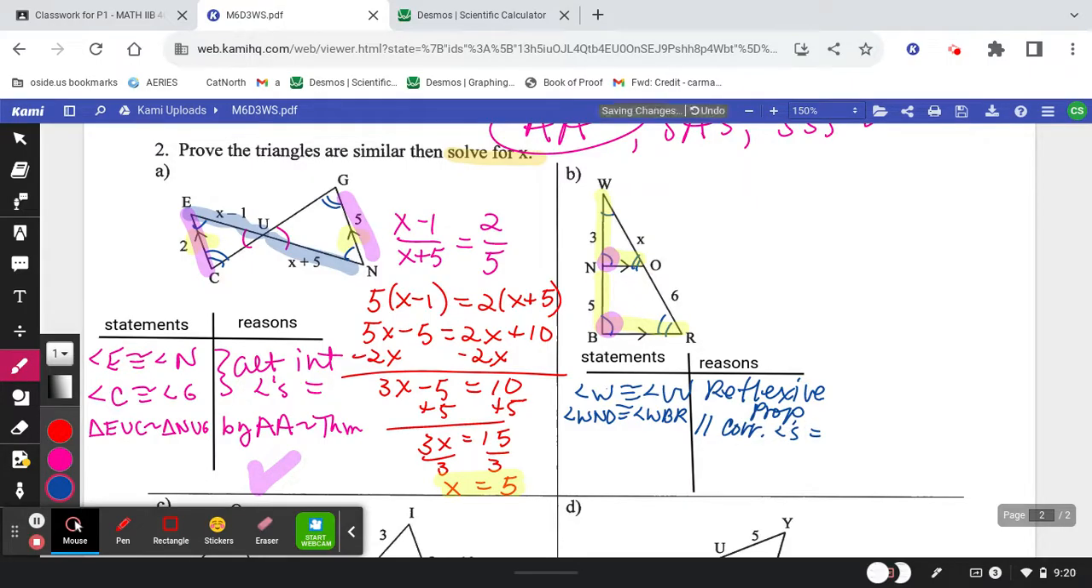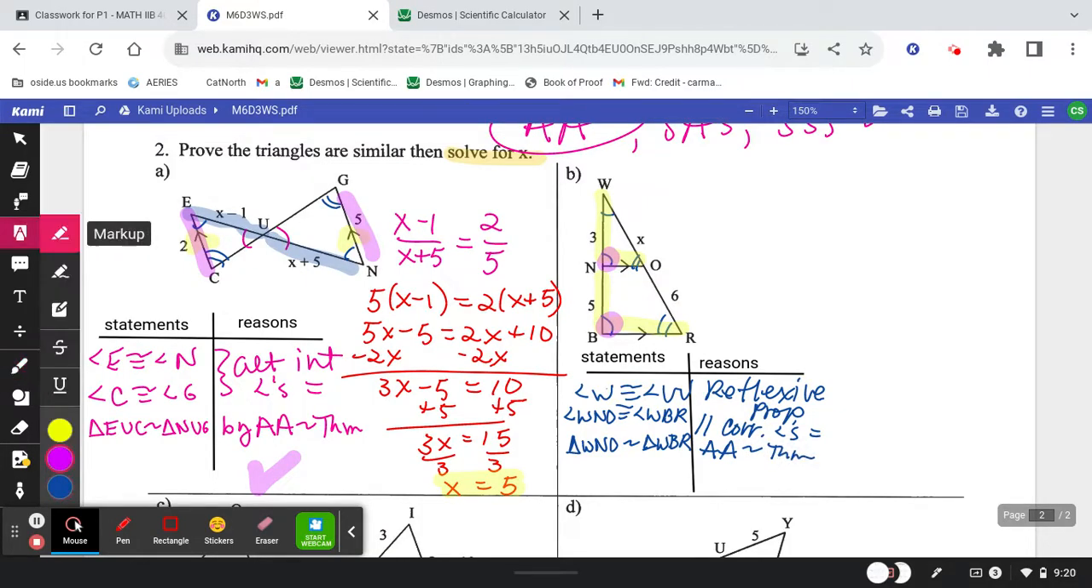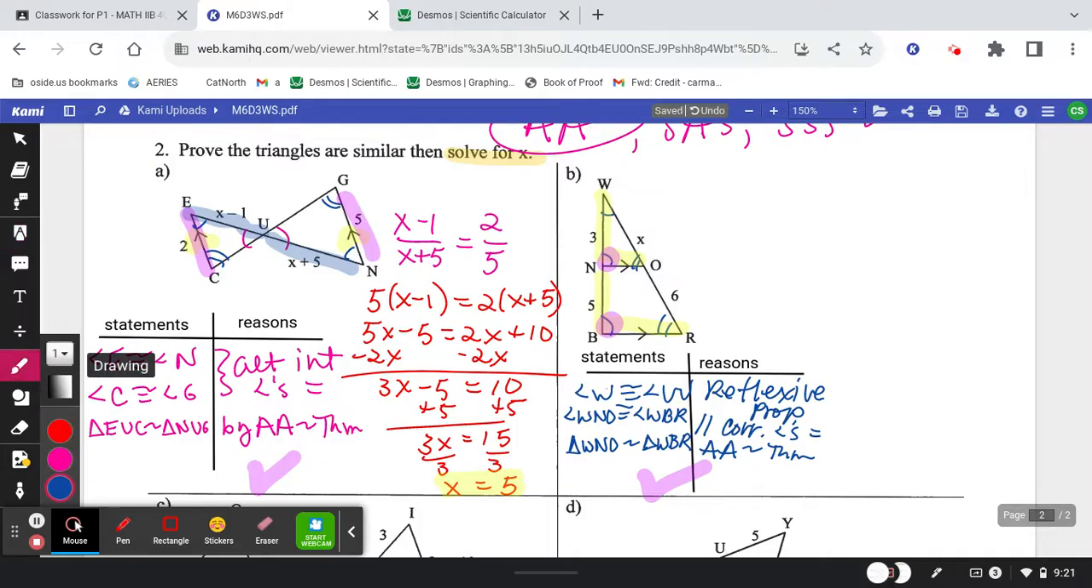Okay, I've got my two angles. I've got enough for similarity. Triangle WNO is similar to triangle WBR. And that is by a similarity theorem. Okay, did I prove the triangles similar? Check. Now I'm able to go do the proportion because they're similar. So pause the video and try to set it up on your own. Let's see how you do.